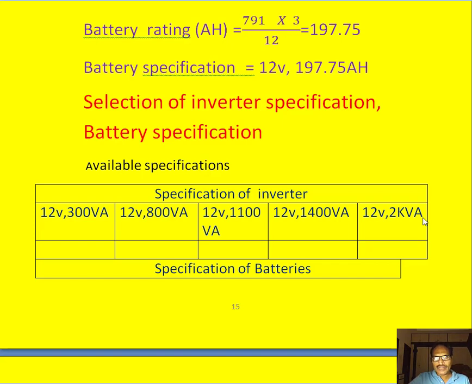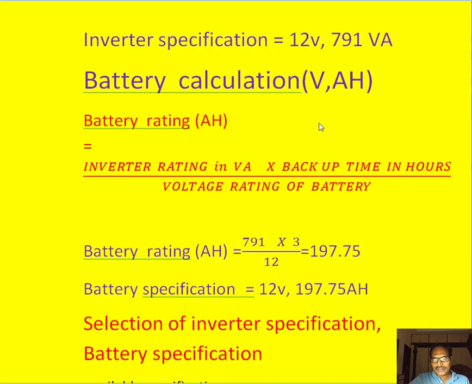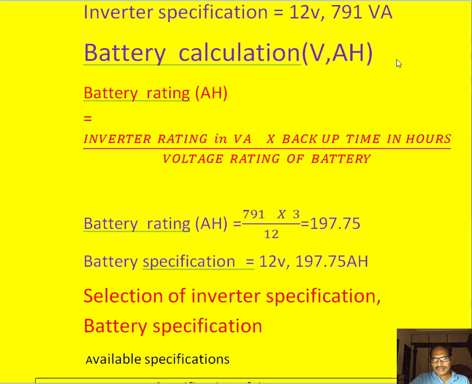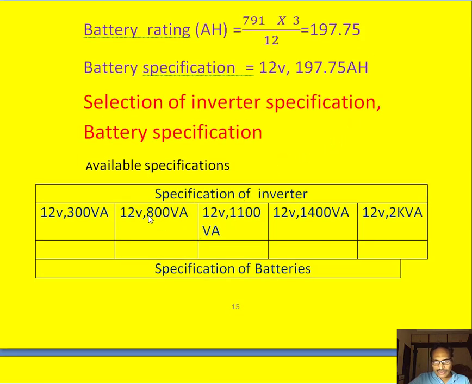And what we have calculated is 791 VA. So 791 VA we don't find. So what is the next value? It is 800 VA. So we can choose this inverter, that is, the 12 volts 800 VA inverter we have to purchase to meet the load of the 1 BHK house. So this is about inverter selection.